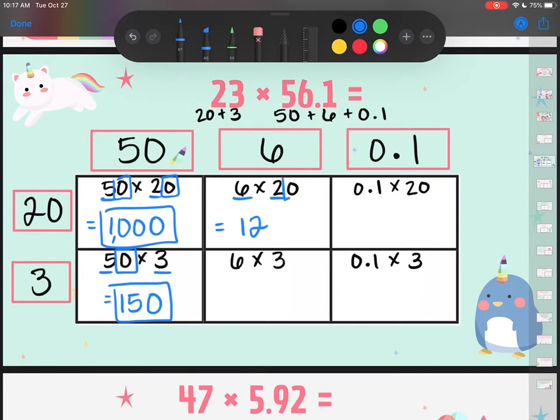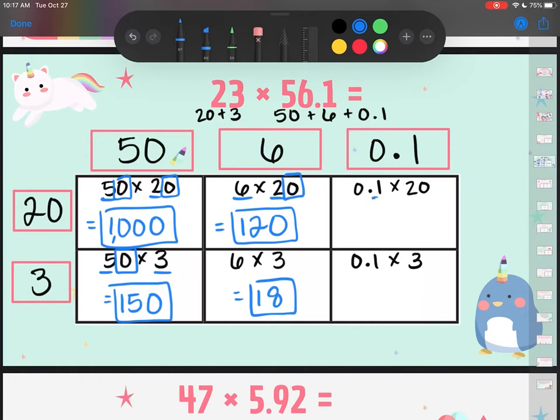Six times 20. Look at 6 times 2. 6 times 2 is 12, plus the 0 we didn't use is 120. 6 times 3, that's a math fact. That's 18. We didn't have any extra zeros that we had to bother with.